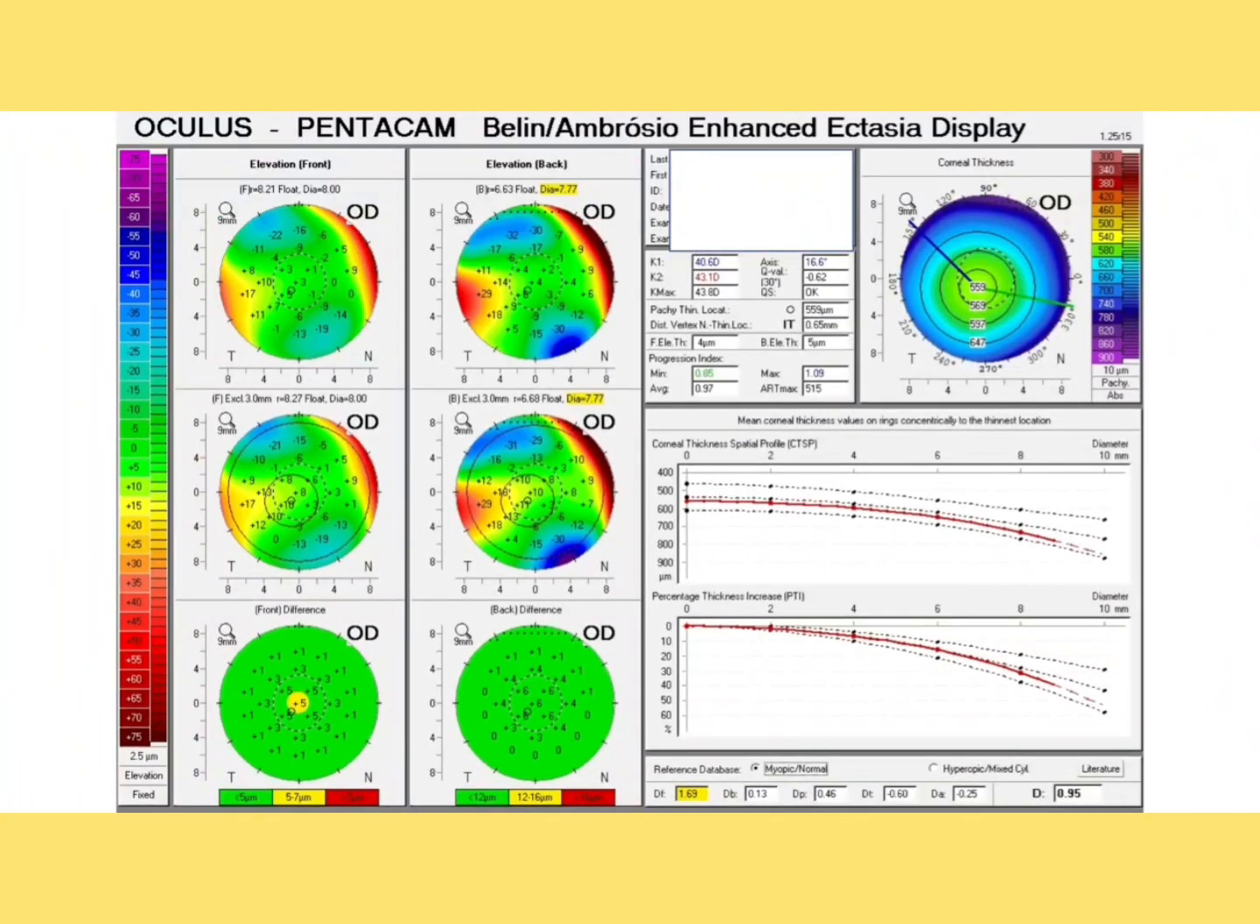Okay, so this is how you will diagnose that there is no clinical sign, nothing is there, there is no scissor reflex, there is no apical scarring, there is no prominent corneal nerve, but when you send the patient for Pentacam, you will find some values are abnormal.